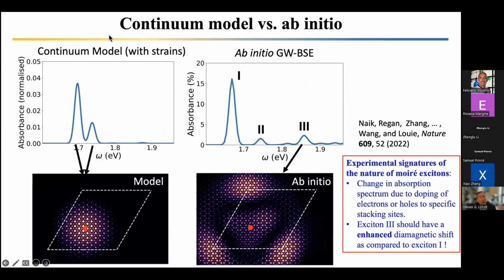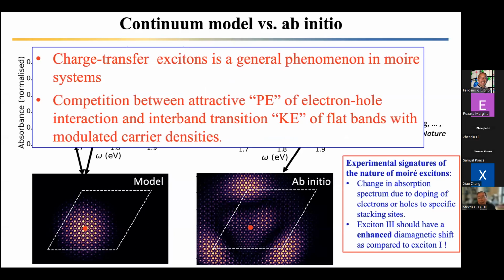So within the continuum model, you will get a spectrum like that, all the excitons of the 1S type, but within the ab initio GW-Bethe-Salpeter calculation, you have a very different spectrum and very different kind of character for the excitons in the system. And this kind of effect, in fact, should exist for all Moiré systems. And it gives rise to a number of experimental signatures, which have been also verified experimentally by my colleague Feng Wang at Berkeley.